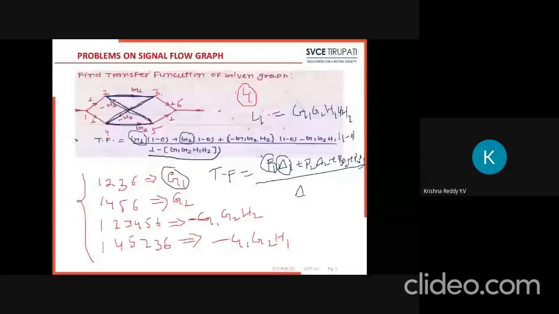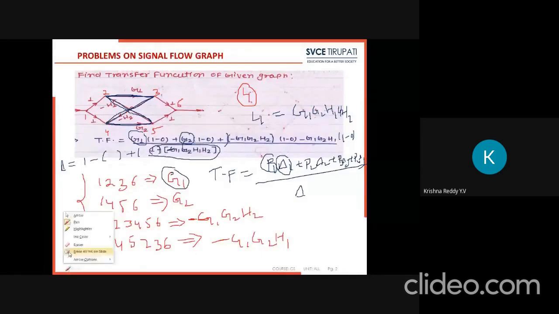Here we need to calculate the delta values. Delta equals 1 minus summation of individual loop gains, plus summation of two non-touching loop gains, minus summation of three non-touching loop gains. We are having only one loop. That's why I have written 1 minus its individual loop gain value G1, G2, H1, H2. By simplifying this entire transfer function, we get the result.